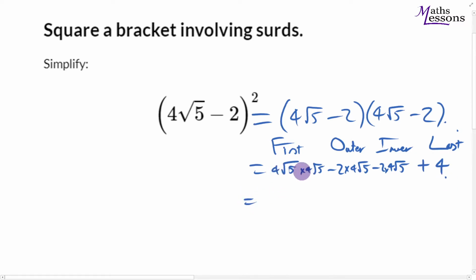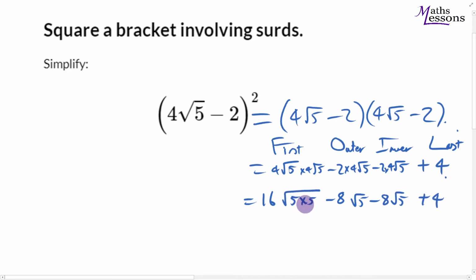Now here I'm going to just times the things out. Think of the square roots as like x's. You can't times them with the numbers. So you've got 4 times 4 is 16. But you can times the things underneath the square roots together. So you do the 5 times 5. Minus 2 times 4 is minus 8, lots of root 5. And then we get another minus 8, lots of root 5. And then we get a plus 4.